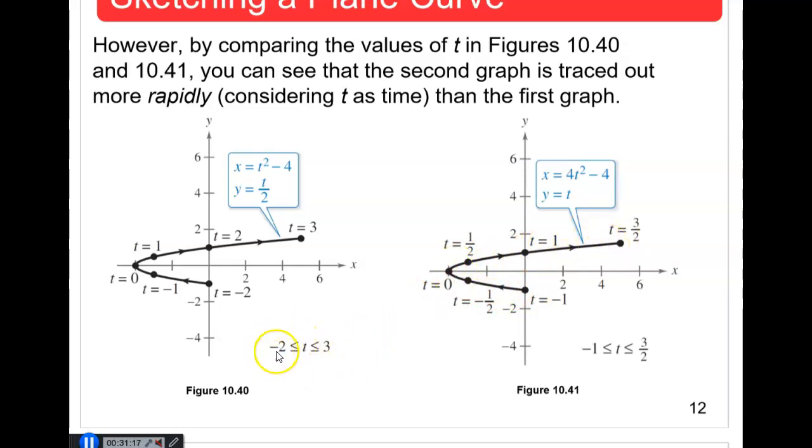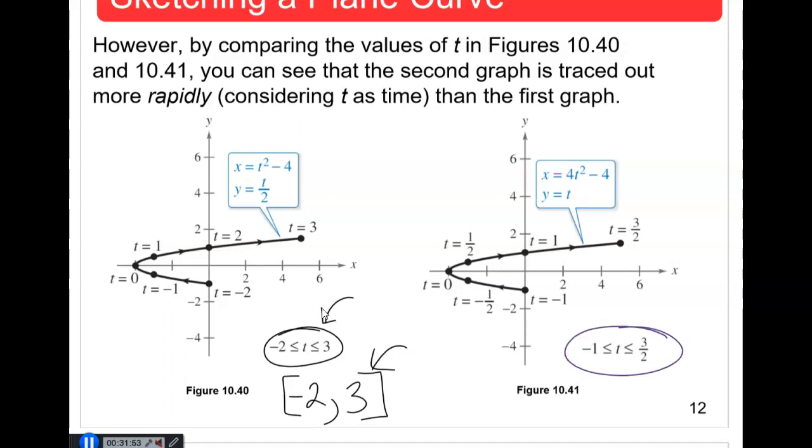However, the way that the parameter was selected for t, the values for t, was different. For the equation on the graph on the left, the parameter was selected to be numbers from -2, including -2, to +3, including 3. So here we have interval notation, and this is just like using the inequality. It could also be used in set notation. For the other graph, the one on the right side, we have different parameters there. We're actually going from -1 to 3/2. And so they are different.